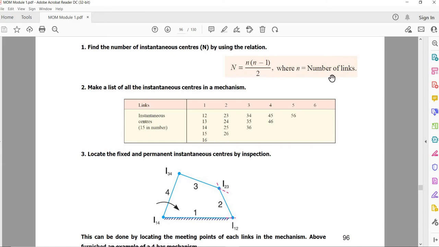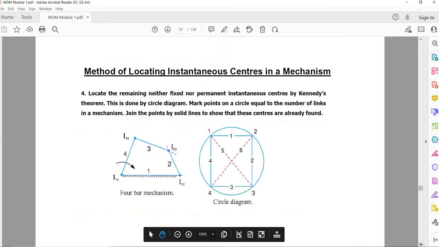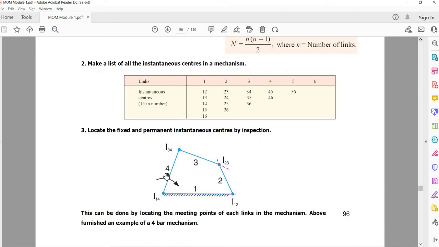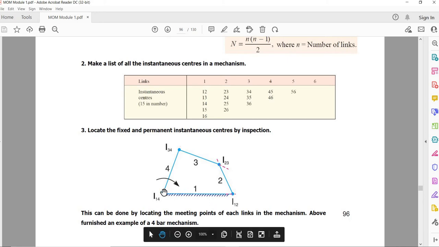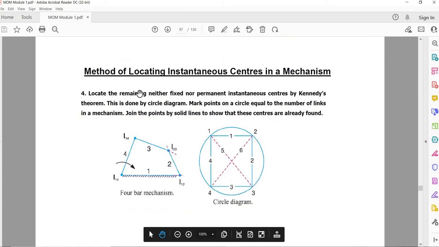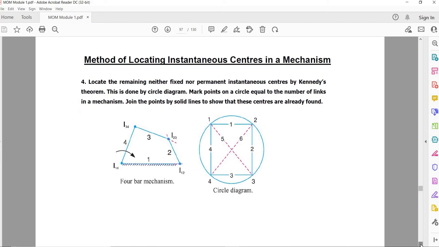So this is how we have to do a problem. First you have to find out the total number of instant centers, then make a table diagram to find out the total instant centers and name them. Then we want to locate them physically in the mechanism. For that you have to draw the mechanism on a scale or the actual size, but you have to draw it on the actual dimensions. Then we will find the ones that are neither fixed nor permanent by using Arnold Kennedy's theorem. So we will now move to a problem.